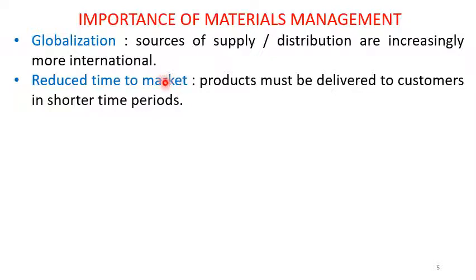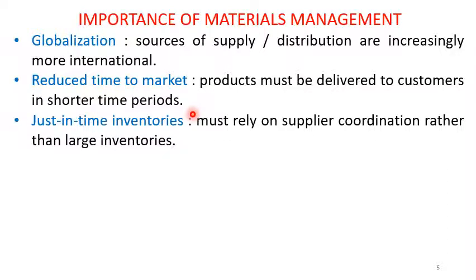Reduced time to market. The products must be delivered to customers in shorter time periods. Just because the boundaries are extending, there is no compromise on time. The products must be delivered to customers as fast as possible. You might lose out on competition just because you might be slow, or you might be just behind him or her in supply. So this supply time becomes very important. So, reduced time to market: products must be delivered to customers faster.